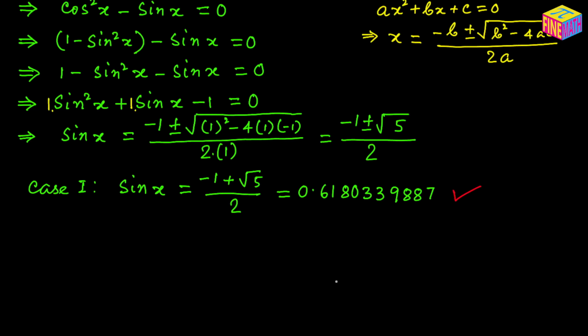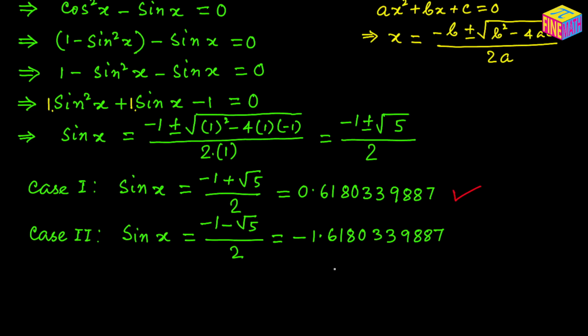Now let's look at the second case. In this case we are going to take the negative sign, so it would be negative 1 minus square root of 5 over 2, that will be negative 1.6180339887. Now you see that this value is actually less than negative 1, but I know that the value of a sine ratio can never be less than negative 1 or greater than positive 1, right? It's always in between. So this solution will not work. We have to reject this solution because it is actually less than negative 1.